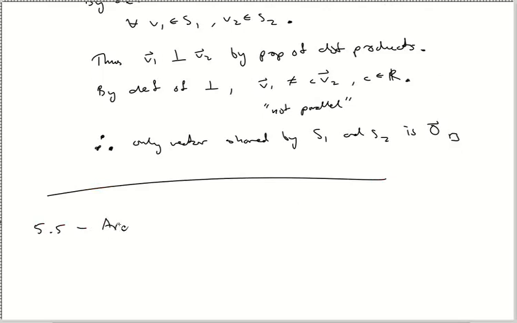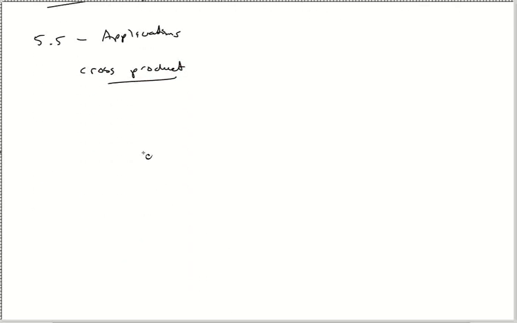5.5, Applications. I've been noticing they often do applications in the last section. I don't know why they put it down here finally, but we definitely need to talk about the cross product. You can't go through linear algebra without a cross product talk. This also shows up in Calculus 3. I don't know if you've had Calculus 3 or not, but this is a very important topic.